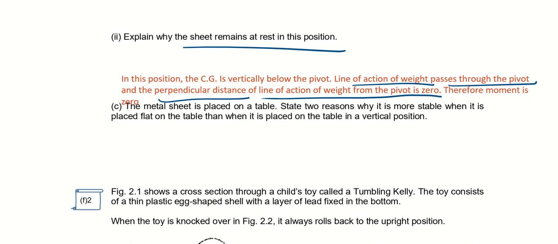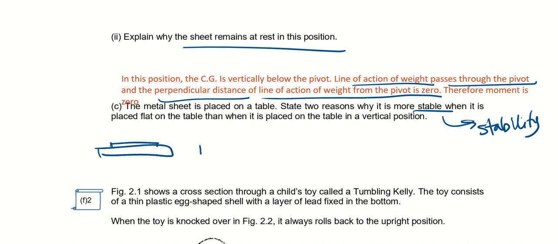Now the metal sheet is placed on a table. State 2 reasons why it is more stable. So this has got to do with your stability. When it's placed flat on a table, versus when it's placed on a table in a vertical position, so now this is stable, we place it flat, versus just now when it was placed vertically. When it's placed flat, what happens to the CG? The CG gets lower.